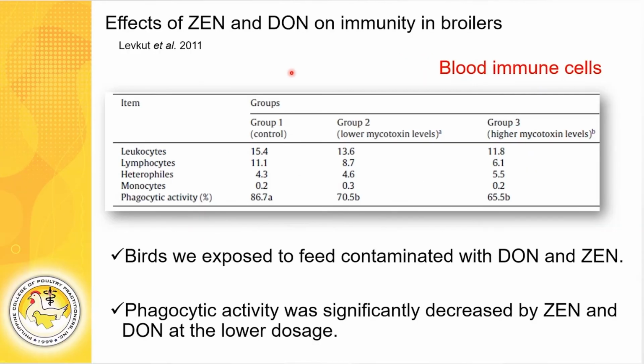And birds were exposed to lower contamination levels, so lower levels of zearalenone and deoxynivalenol, and also higher levels. You can see from the table over here that although the general immune cell population was not significantly affected, the phagocytic activity was actually greatly impacted already with lower mycotoxin levels. So this means that the birds had a reduced immune response.